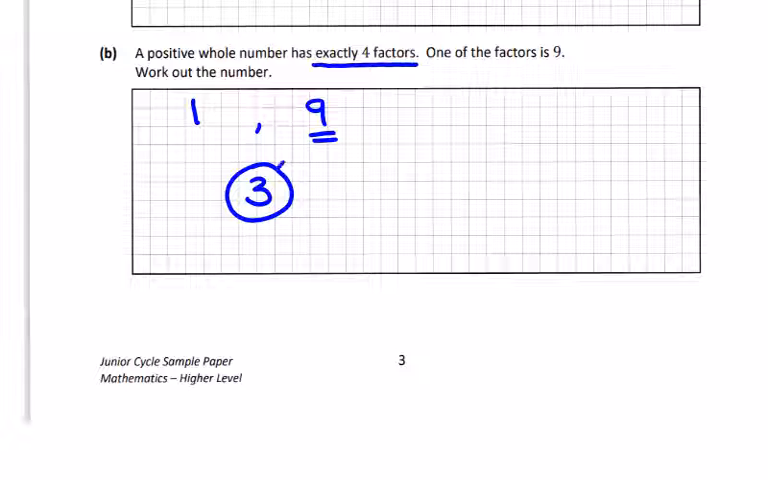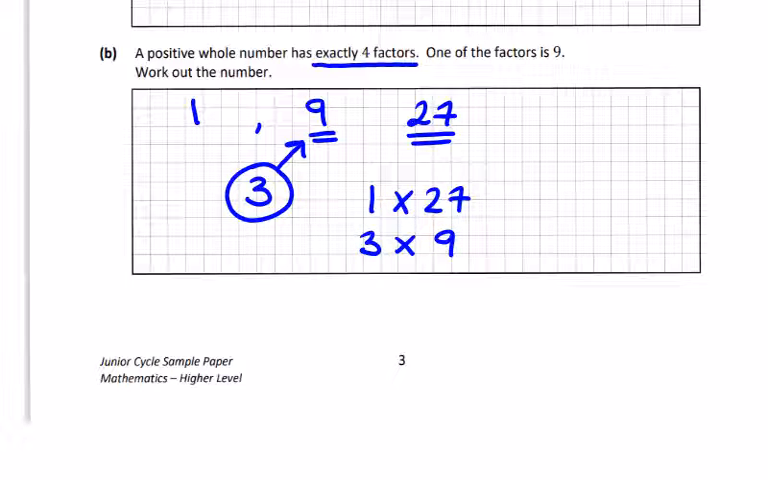So if we say 3 by 9 is 27, I think that might give us our number. It's just a bit of trial and error and thinking about the question here. That would be 1 by 27 and 3 by 9 as the factors of 27. Are they the only 4 factors of 27? They are. 9's a factor, so I think that's what we're looking for here. The number is 27.